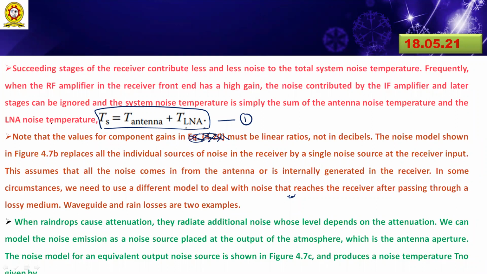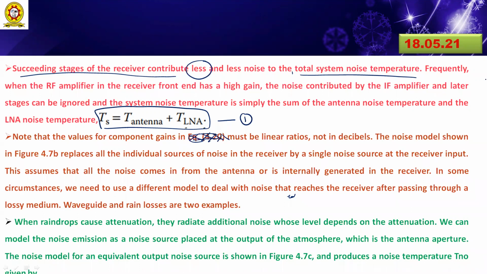That's why I mentioned that succeeding stages of the receiver contribute less and less noise to the total system noise temperature. In the receiver, if we cascade the equivalent circuit for this type of superheterodyne, noise is quietly reduced in this configuration. Therefore evaluation of the noise temperatures is possible.